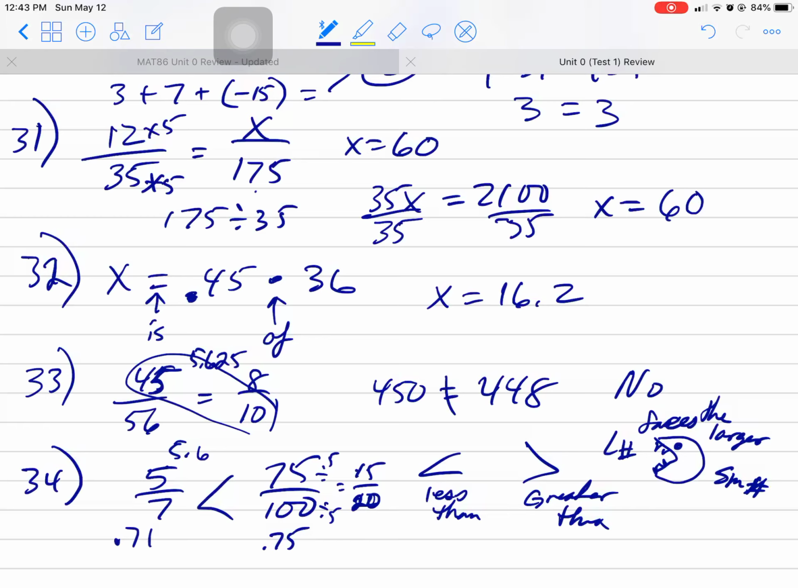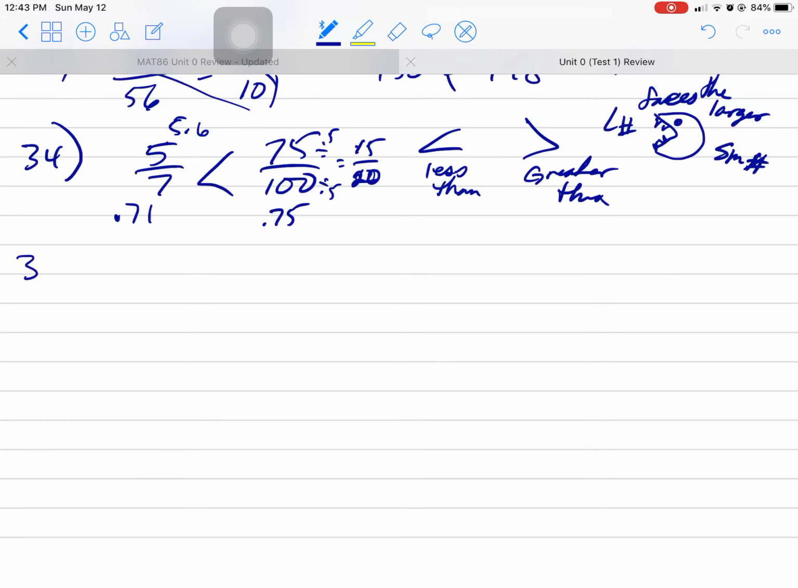5/7 is more than half. Half of seven is 3.5. So 5 is more than a half. But is it 3/4? I don't know. You can also come up with a like denominator. There's a couple ways to do that, but sorry, we're in a hurry today. Let me know if you need help figuring that one out.